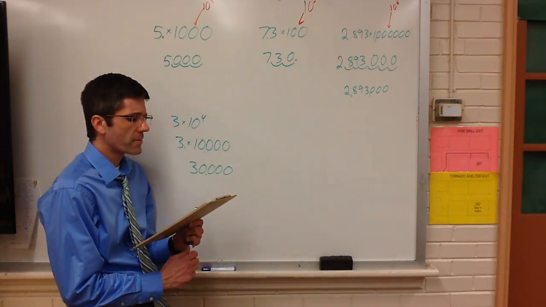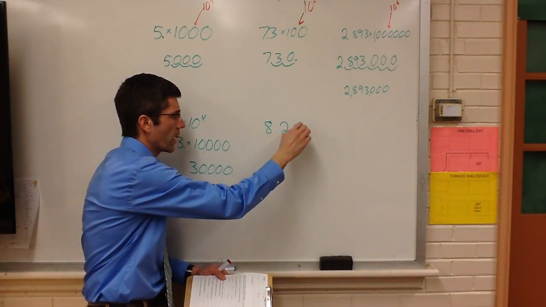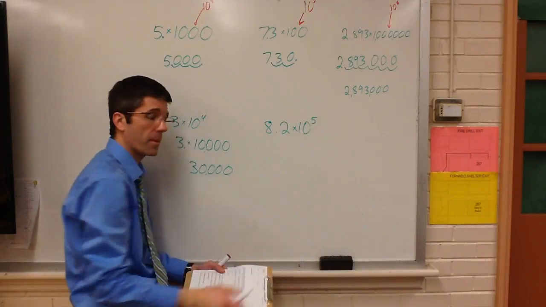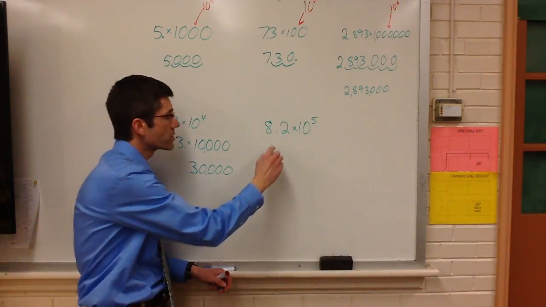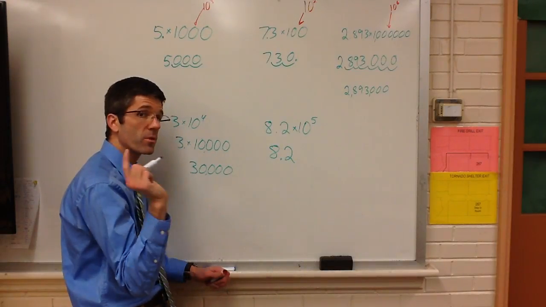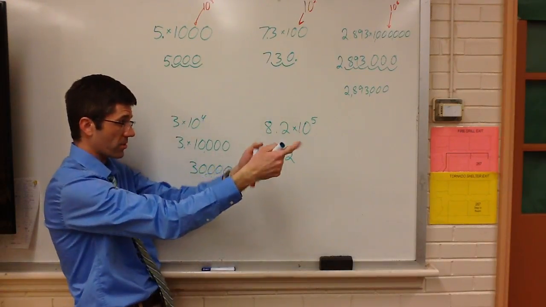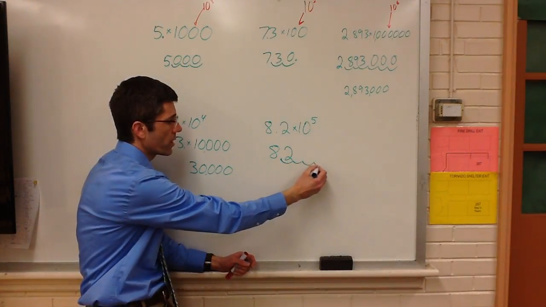So 8.2 times 10 to the 5. 8.2 times 10 to the 5. So how many decimal places am I going to move? Well, 5. So I have 8.2. There's my decimal. I'm going to move it 5 places. I'm going to go that direction with it. You'll find out why in a minute. So 1, 2, 3, 4, 5.